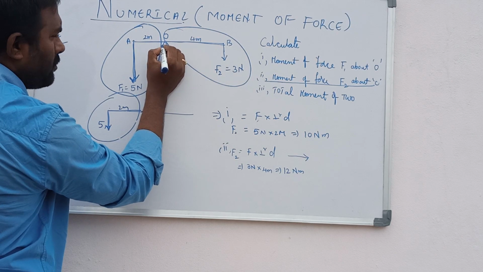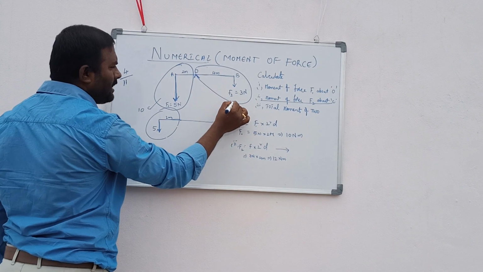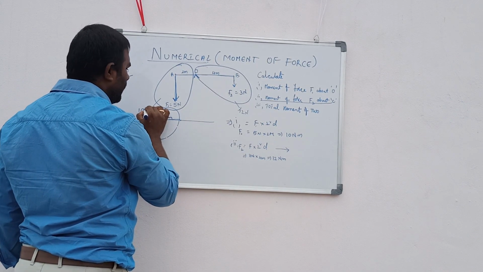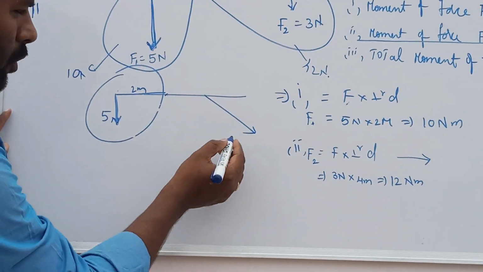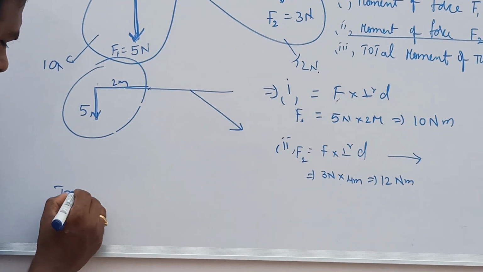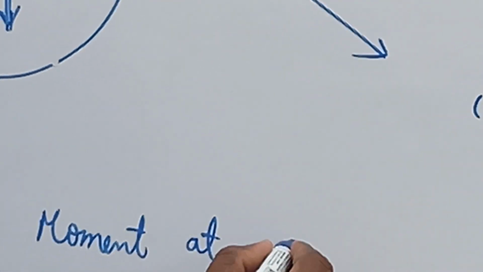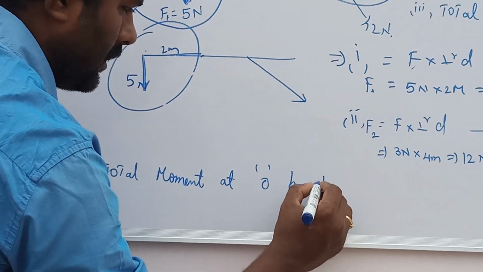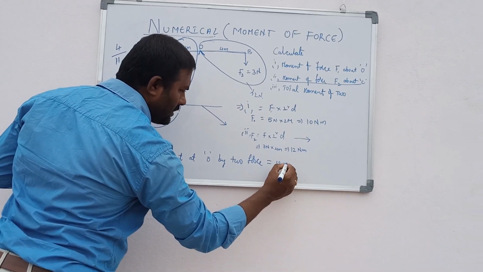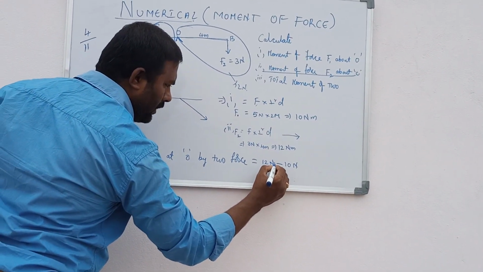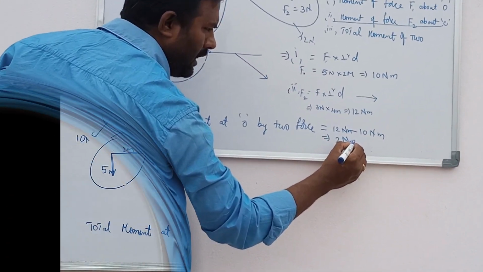They are asking how much total moment of force is applied at O. Here it is 10 and here it is 12. Where is it more? This side it is more. So the rod is going to bend in this direction. How much more in this direction? 2 newton meters. Therefore the total moment at O by the 2 forces is equal to 12 newton meters minus 10 newton meters. Therefore it is called 2 newton meters.